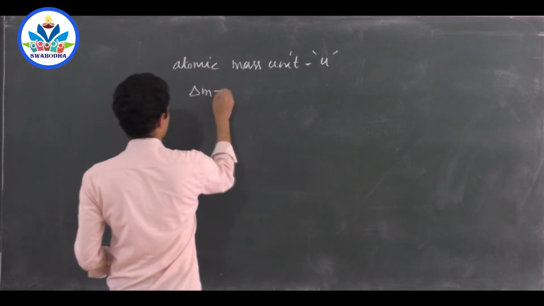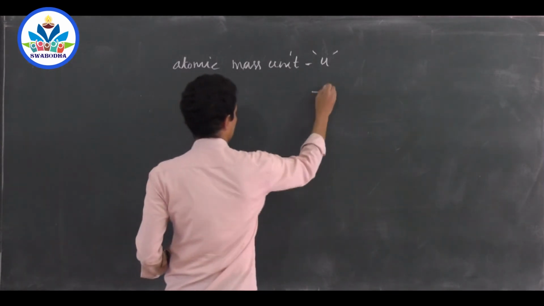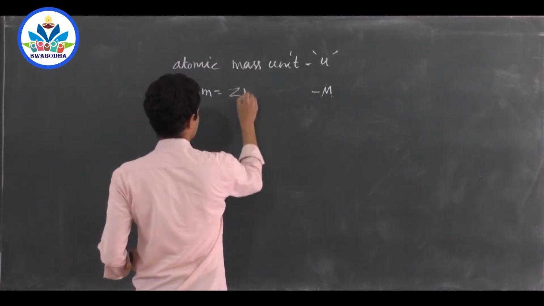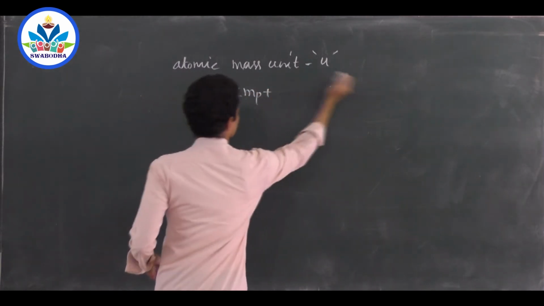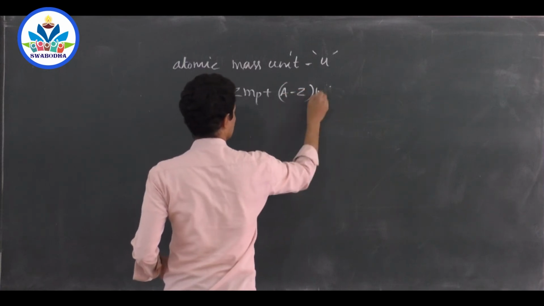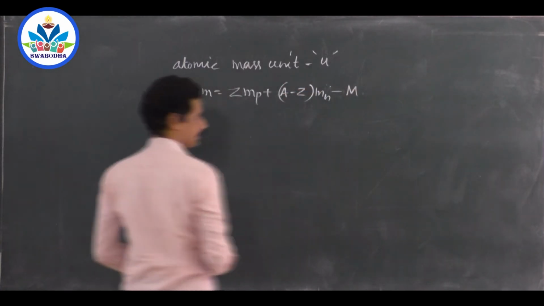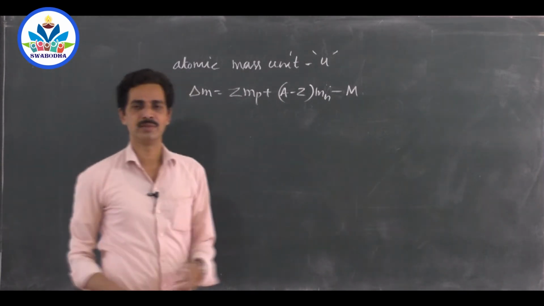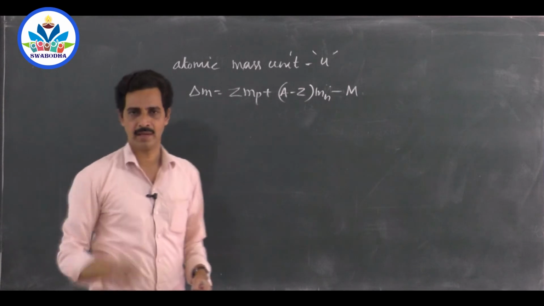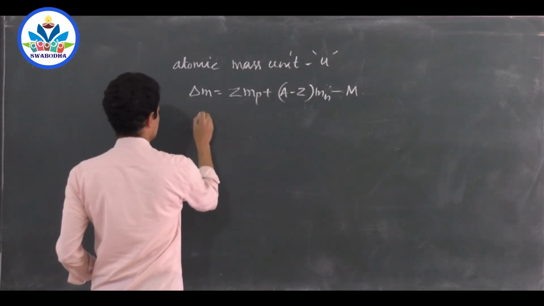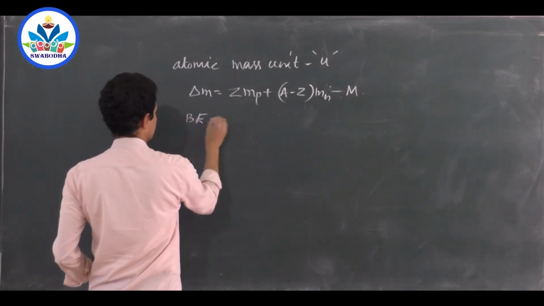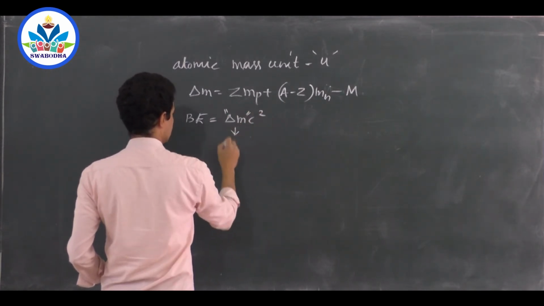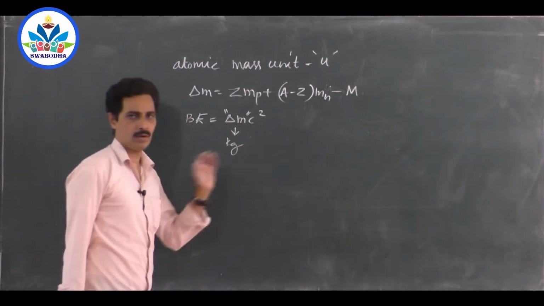So what is mass defect? Mass defect is the difference between the mass of the individual protons and neutrons and the mass of the actual nucleus: Z times mass of proton plus (A minus Z) times mass of each neutron, minus mass of the nucleus. That is mass defect. If mass defect is given in kg, directly convert it into binding energy in the form E equals mc². So binding energy is equal to delta m times c², provided delta m is in kg.